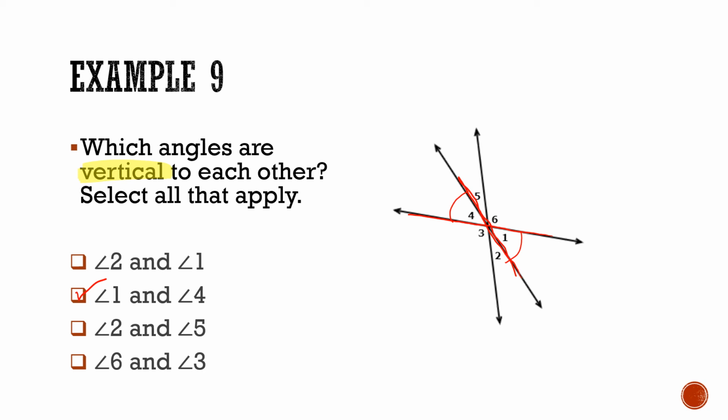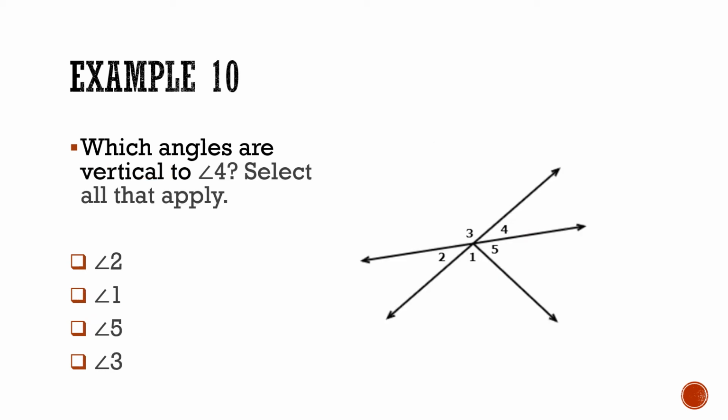Okay, angle 2 and angle 5. Again, sharing the same vertex, they're opposite of each other. You can extend those sides and outline the other one. And then the last one, we have angle 6 and angle 3. So 6 and 3, they are opposite of each other, sharing a vertex. So you would have gotten B, C, and D. Go ahead and pause your video and try example 10.